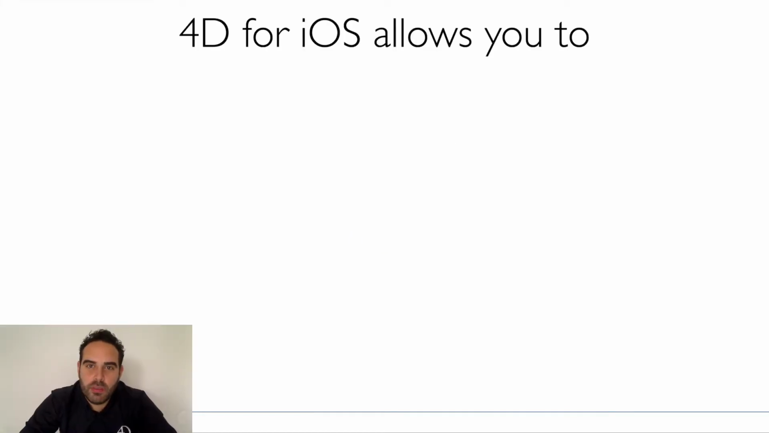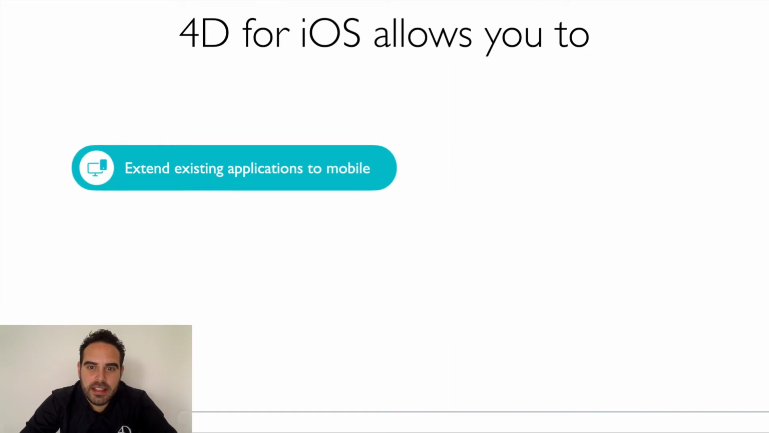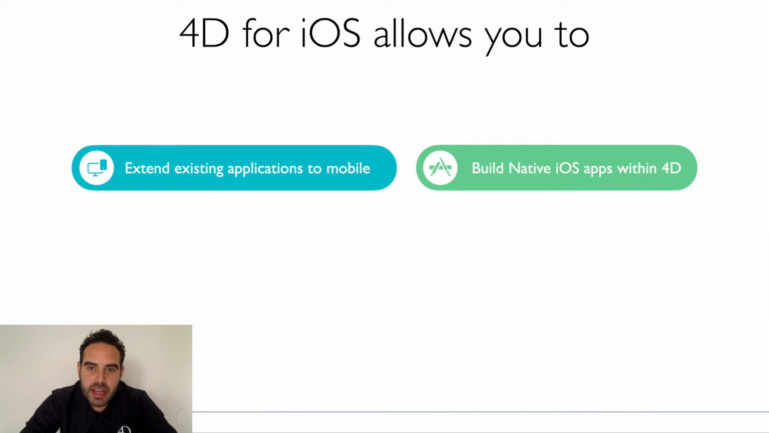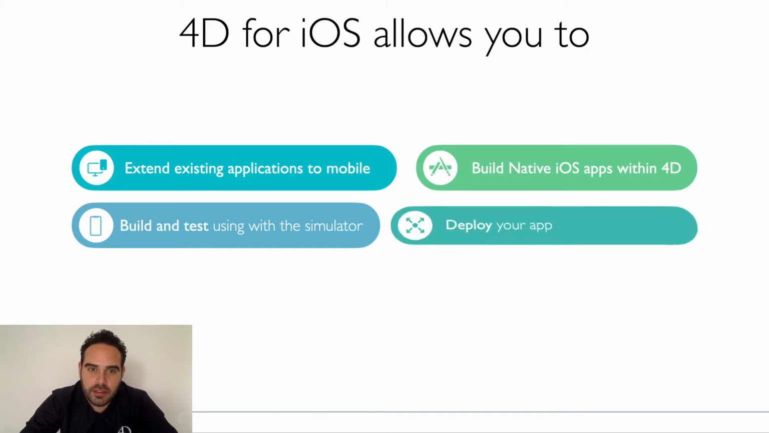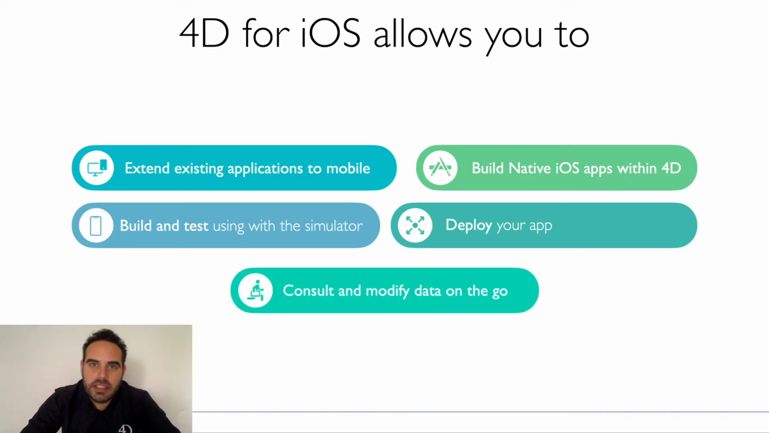4D for iOS will allow you to easily extend your existing desktop application to mobile, build native iOS apps directly from 4D, and take advantage of the latest iOS operating system features. Test, visualize, and play with your application using the iPhone simulator. Build great apps that are fully publishable either internally within your company or on the App Store. And finally, consult and modify data on the go.